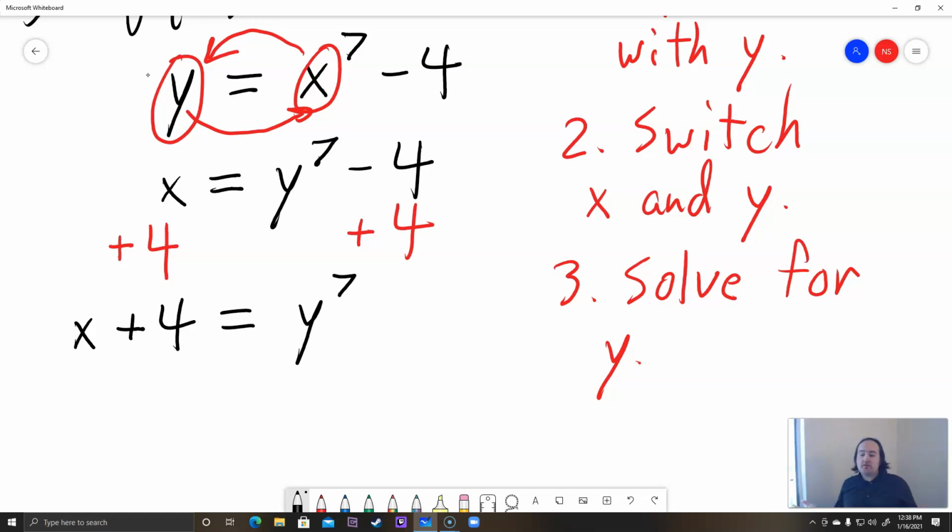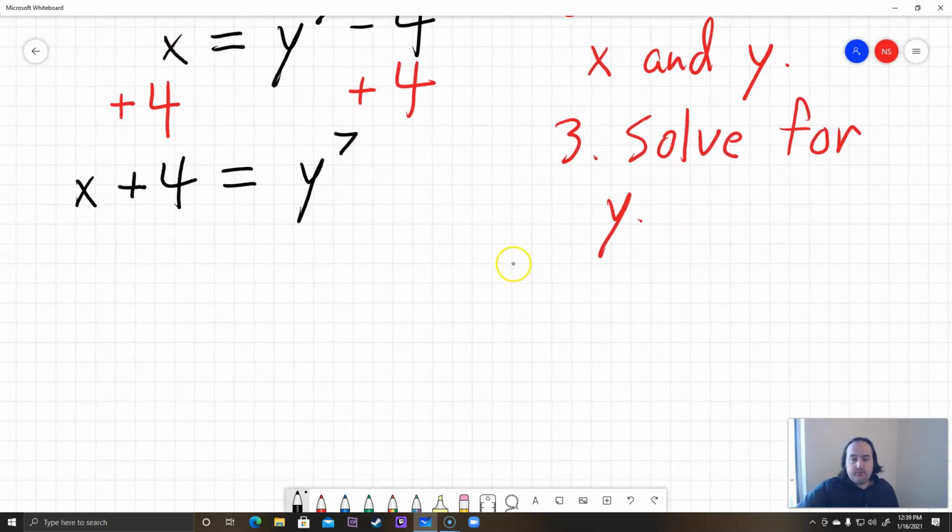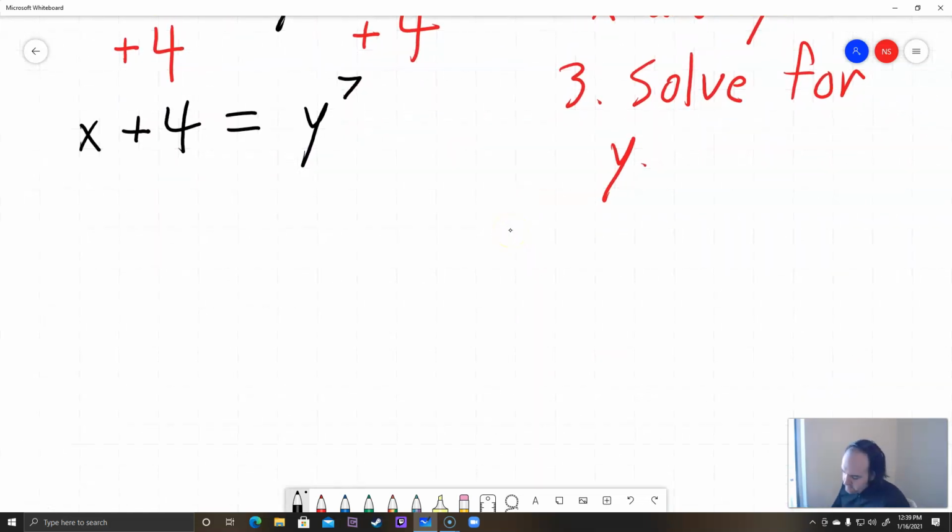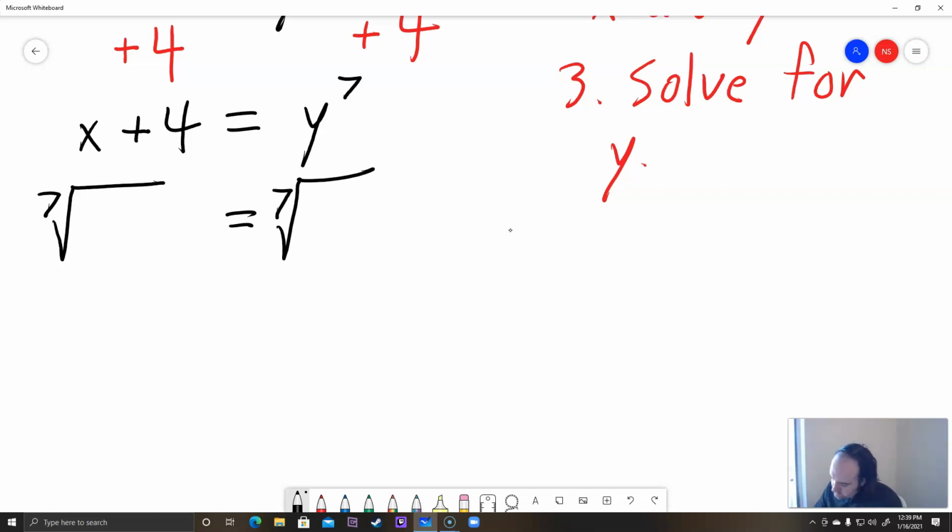Okay, we're still not done solving for y though, because we also need to get rid of the 7th power. I don't know if you know this, but if it were squared, the second power, we would take the square root of both sides to get rid of that. But in this case, because it's not a square, it's a 7th power, we want to take the 7th root of both sides. Now, when you're taking an odd root, you don't have to put a plus minus. Just a little note here.